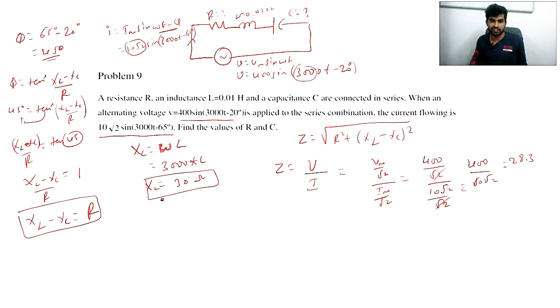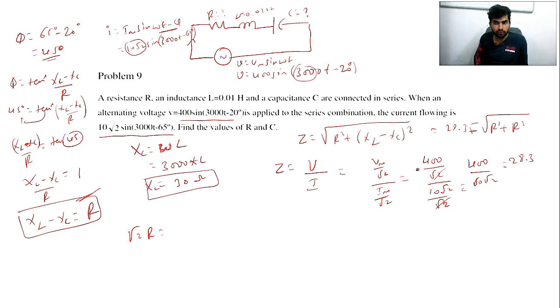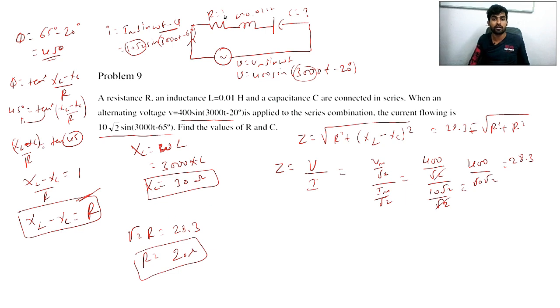Now I'll substitute over here. XL minus XC is R. So Z is equal to the root of R square plus R square, so 28.3 is equal to root 2 R. See here, XL minus XC is R, giving 2 R square under the root. The root cancels, and we'll get root 2 R is equal to 28.3. So R is equal to 20 ohm.